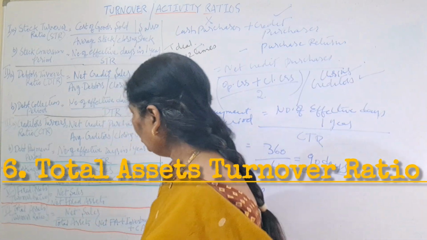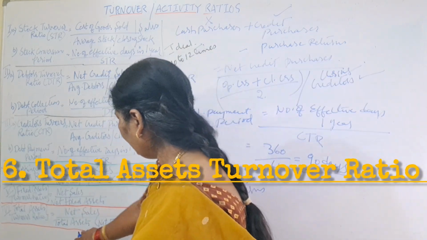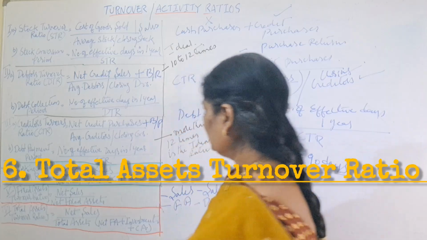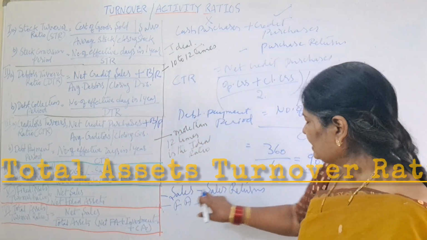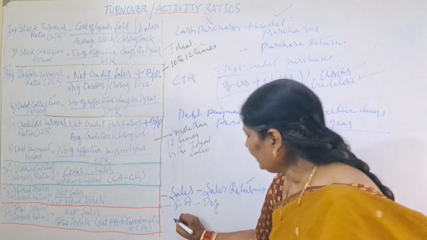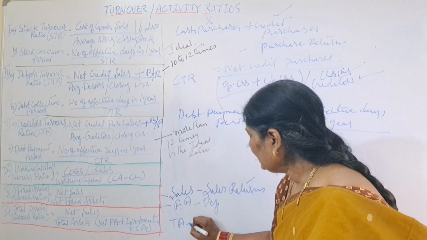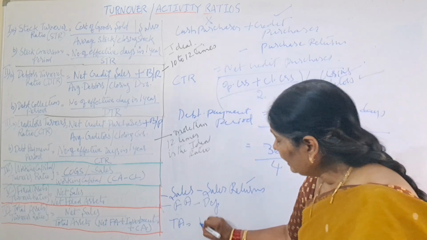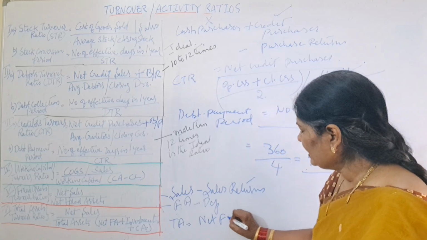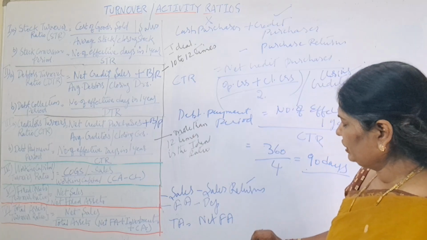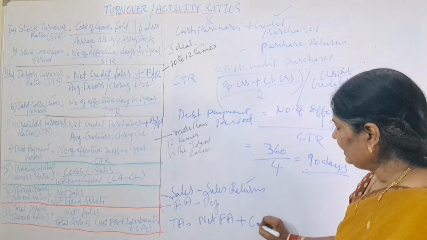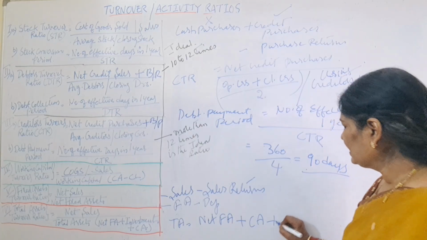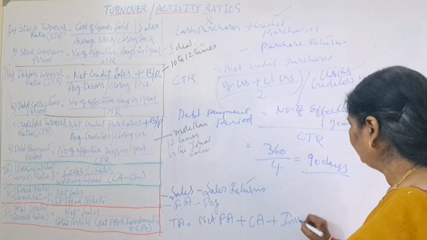Total assets turnover ratio. Net sales by total assets. So net sales means sales minus sales returns. Then what are total assets? Total assets means net fixed assets, means fixed assets minus depreciation, plus current assets plus investments.